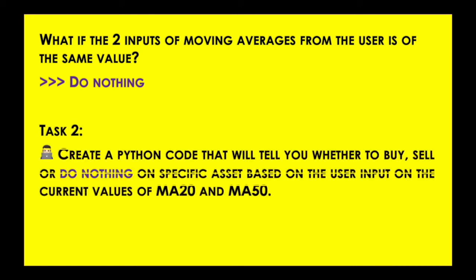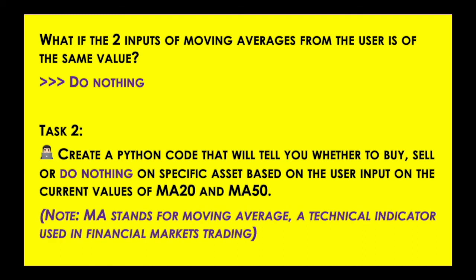Now, our task 2 is almost the same as our previous task, but this time, we should create a Python code that will tell you whether to buy, sell, so not just buy and sell, or do nothing. So now we have 3 conditions: buy, sell, or do nothing on a specific asset based on the user input on the current values of MA20 and MA50. Note that again, MA stands for moving average, one of the most popular technical indicators used in the study of financial markets and, of course, in trading the financial markets.